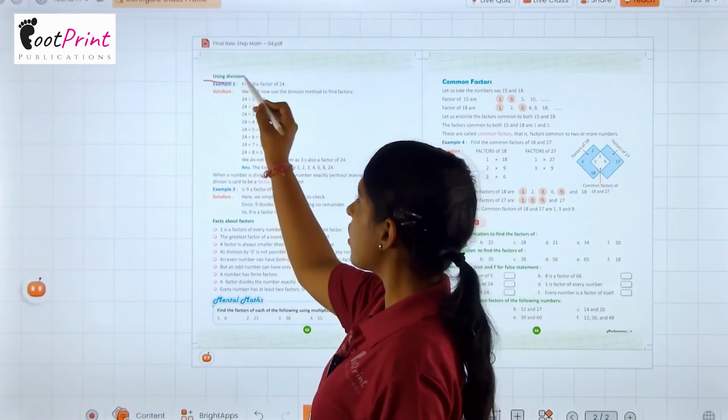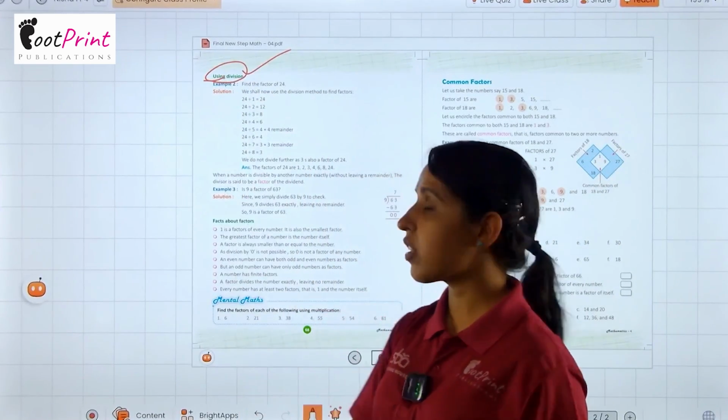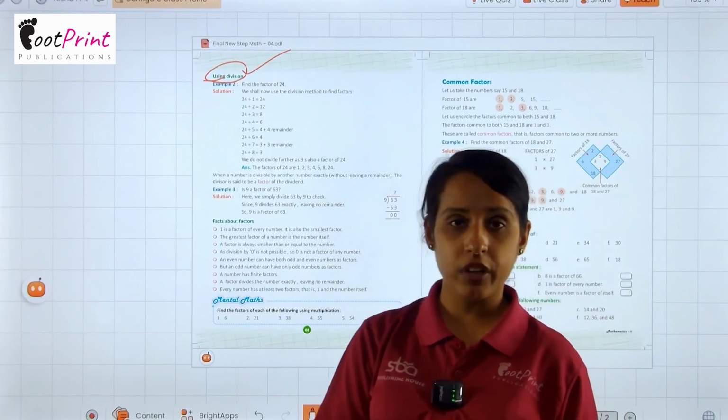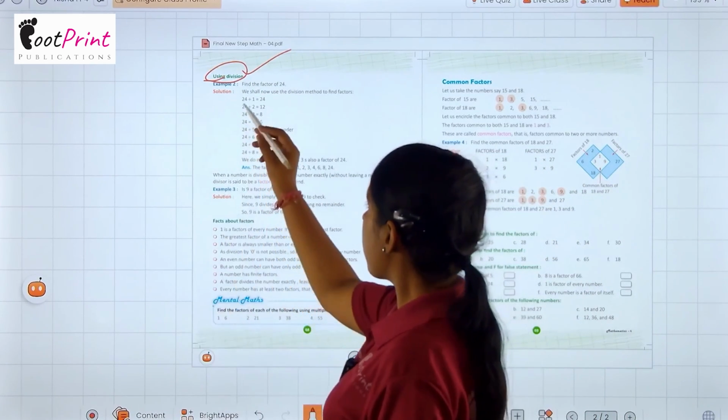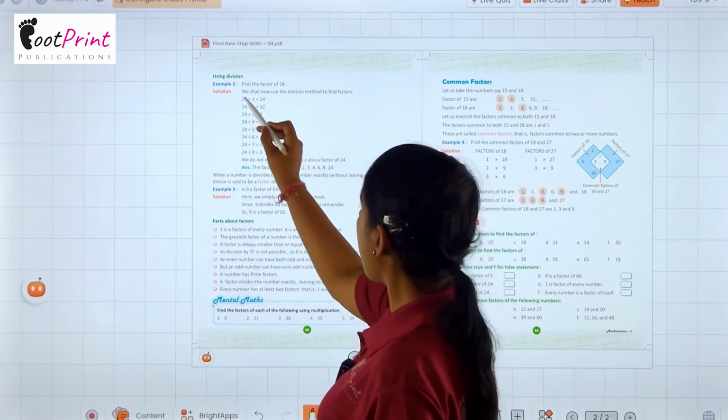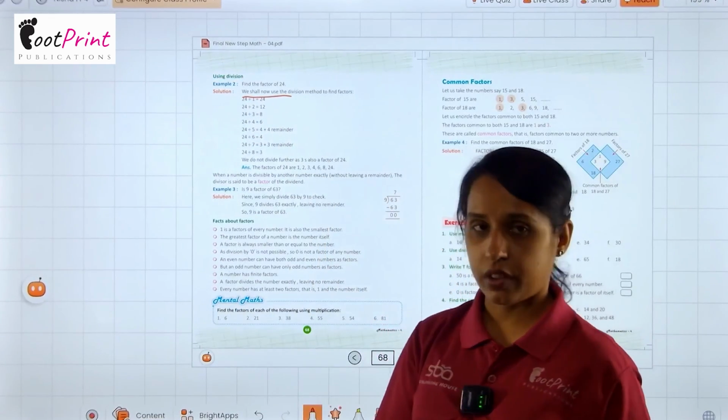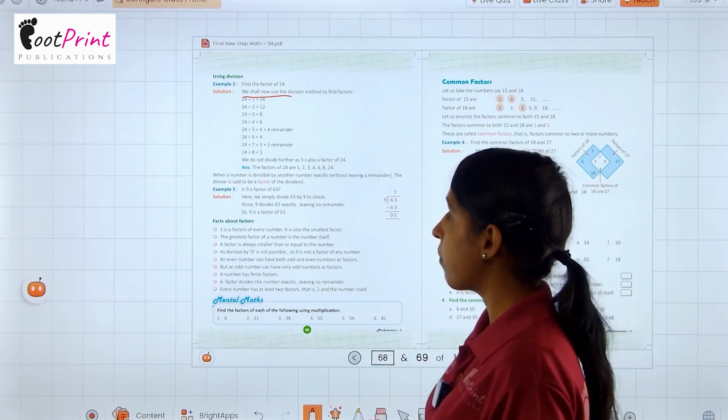Now we will move to the next example, that is find the factors of 24, but not using multiplication, this is using division. We have to find out the factors of 24 using division. So how can we find out? We shall now use the division method to find factors.